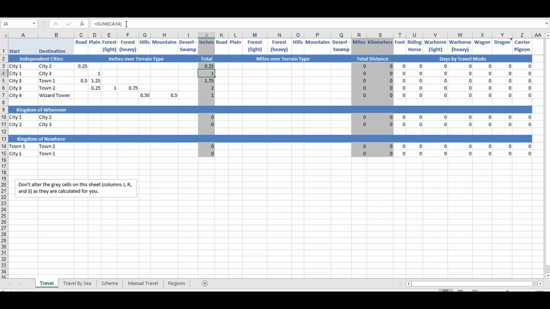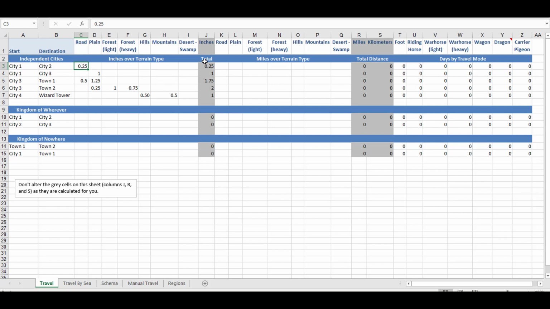So if I go down, you can see obviously I typed a 1 over here, and that's 1. If you take 0.5 and add it to 1.25, you end up with this 1.75. So this part is relatively simple. All we would do to fill this out is to go to our map, or if we don't have a map, just make it up, and decide how far apart all of these are to come up with our scale.